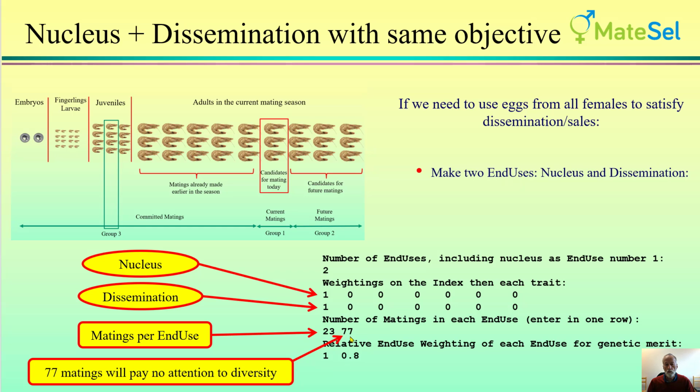Now, if you had a total of 100 matings, then you might be as well just to do a simple MateCell run and select just the 23 best matings and use all the remainder for dissemination. However, with this setup, what you can do, of course, is change the character of the disseminated individuals by having a separate set of index weightings for them.